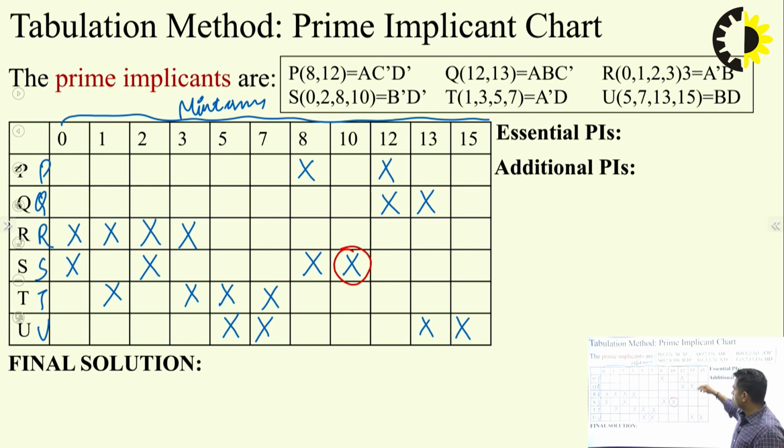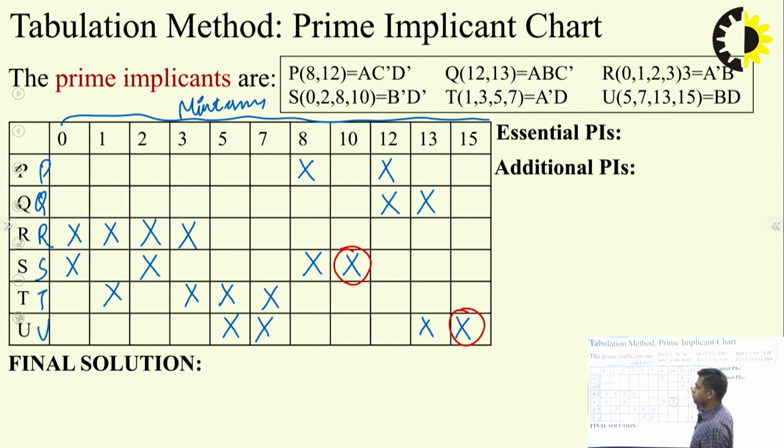Column 12, again 2 crosses. Column 13, again 2 crosses. Column 15, 1 cross, circling it. So I am circling all those crosses which are unique in their column, that means there is a single cross in a column. Now I will check the rows, and wherever I find a circled cross, I will use that prime implicant. That prime implicant will definitely be part of my answer.